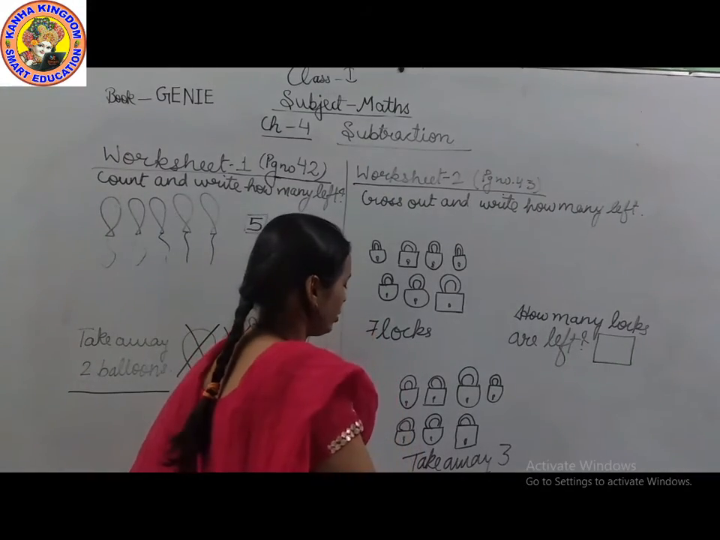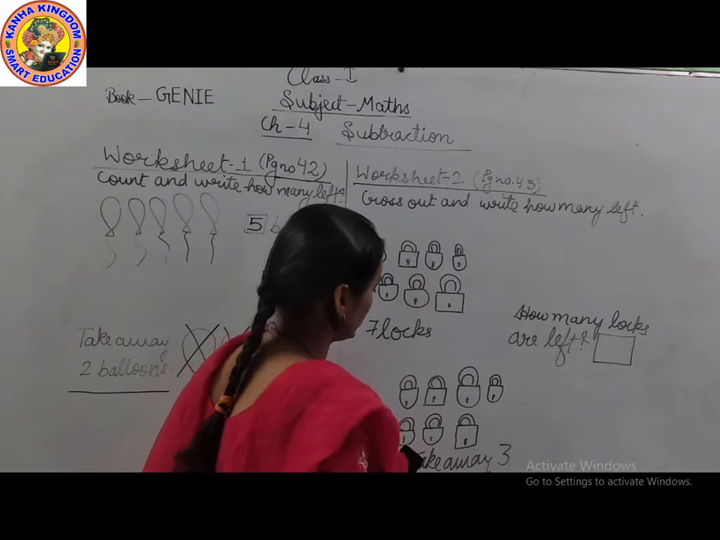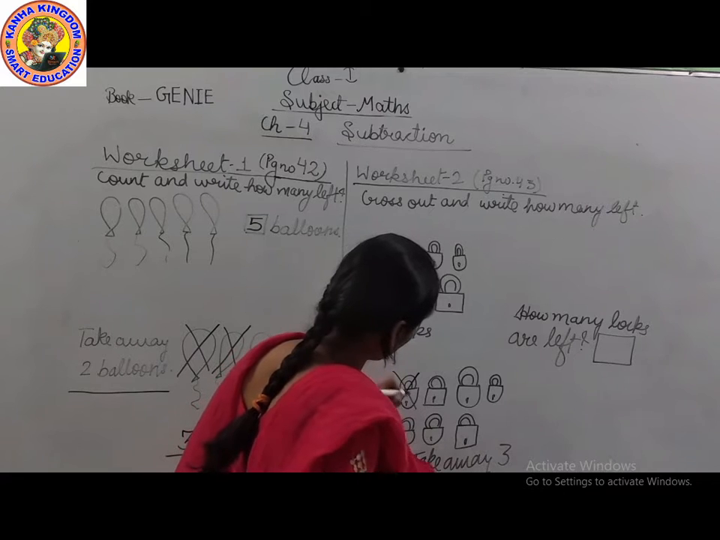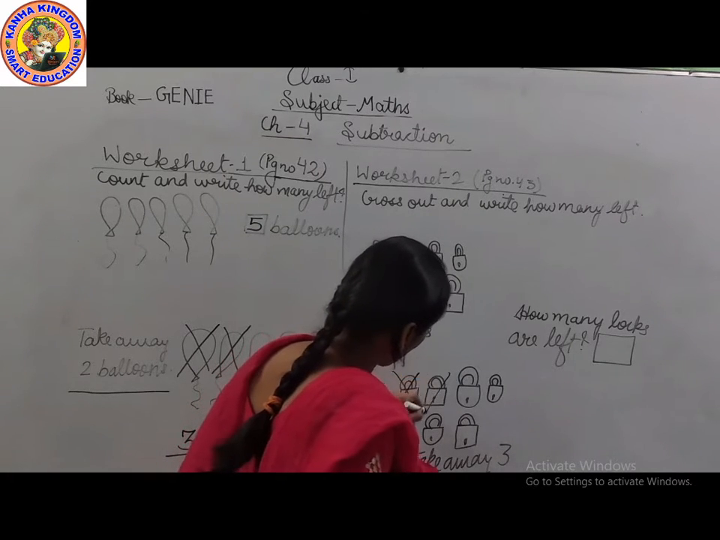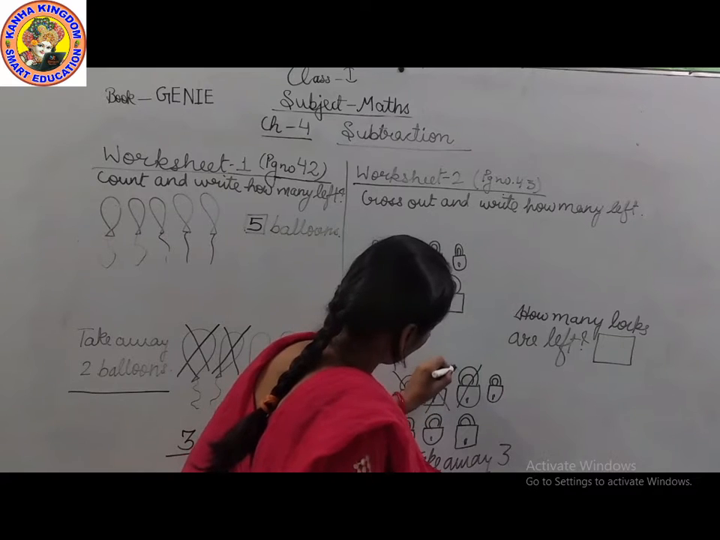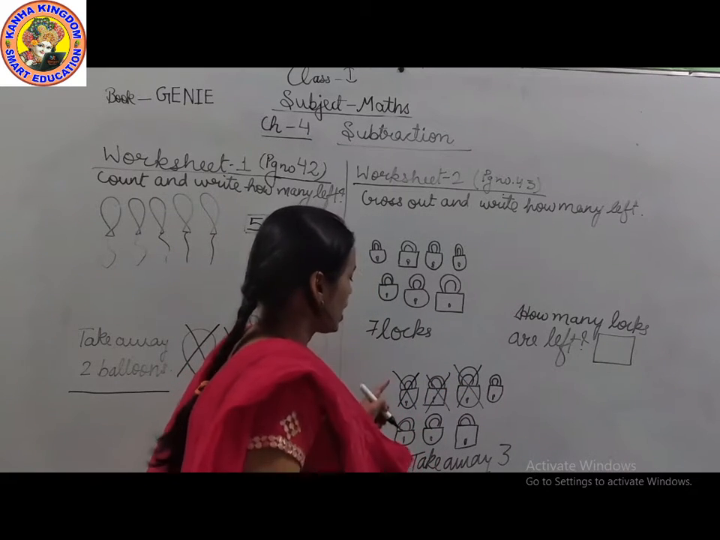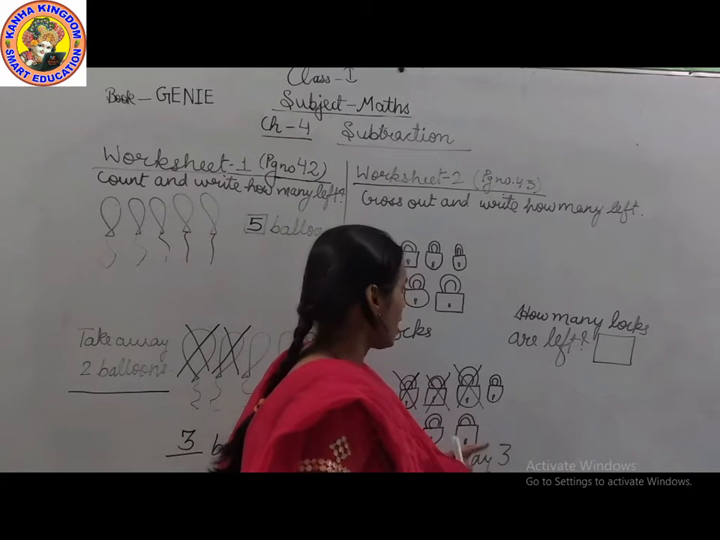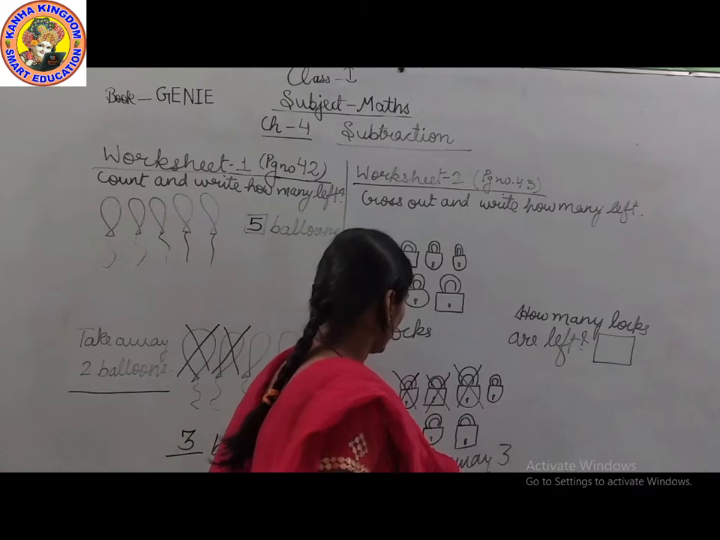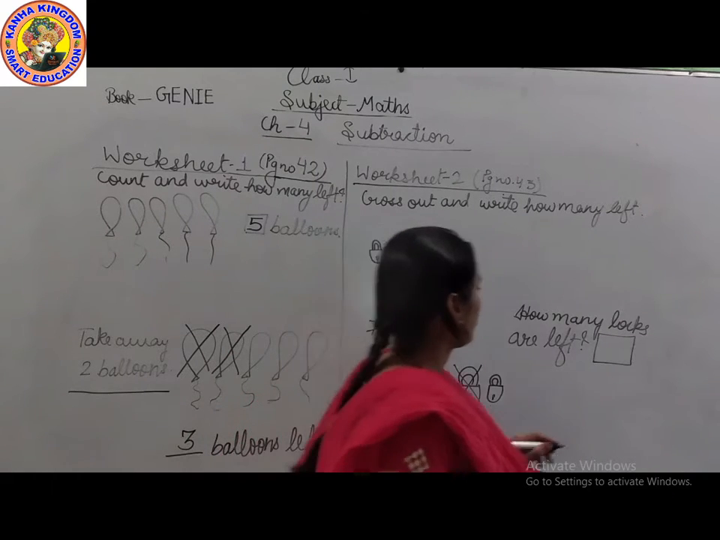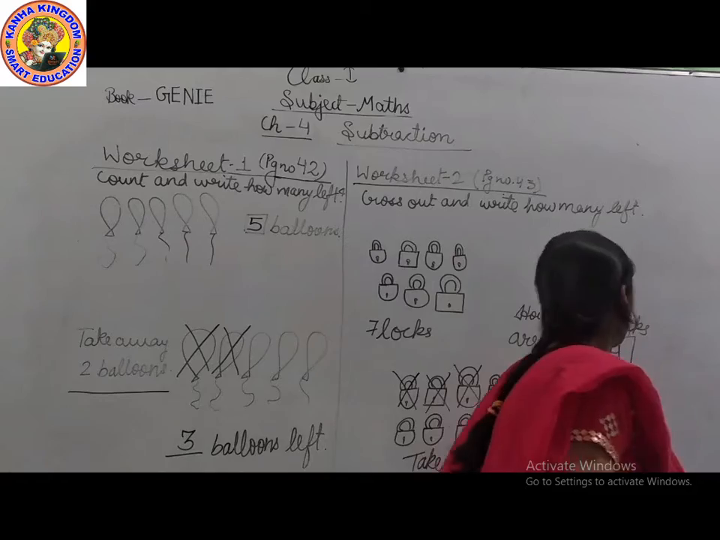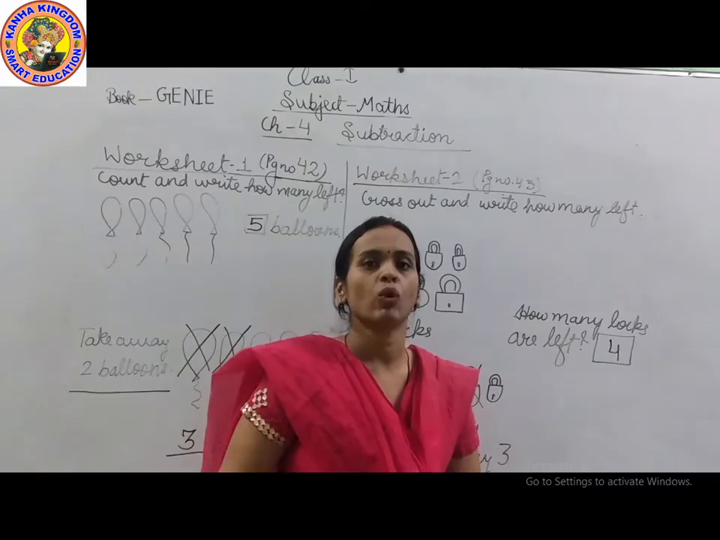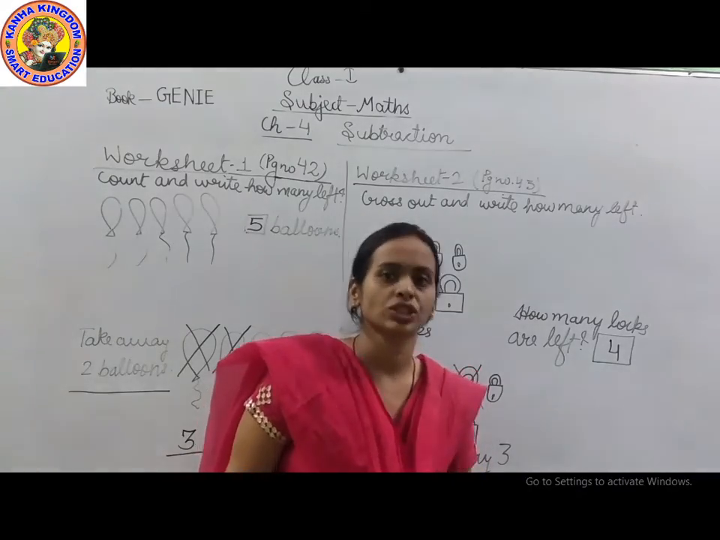Okay. In 7, take away 3. So in 7 we take away 3 means cross out 3 blocks. After take away 3 or cross out 3, how many are left? 1, 2, 3, 4. 4. So rest all the questions of worksheet 1 and 2 do in your GD book.